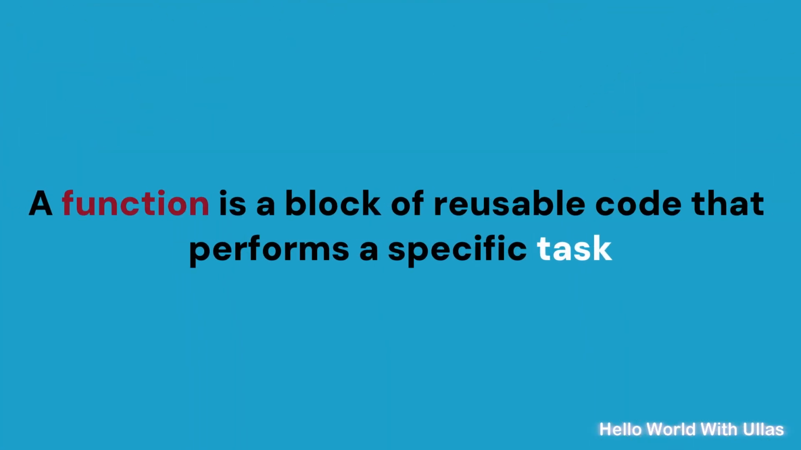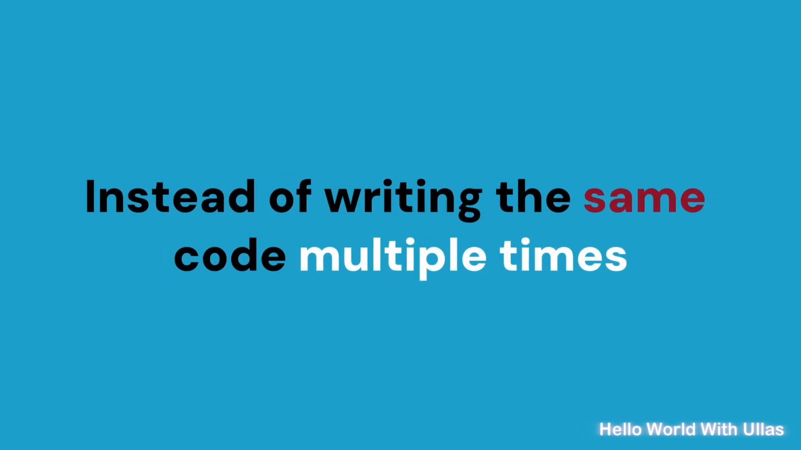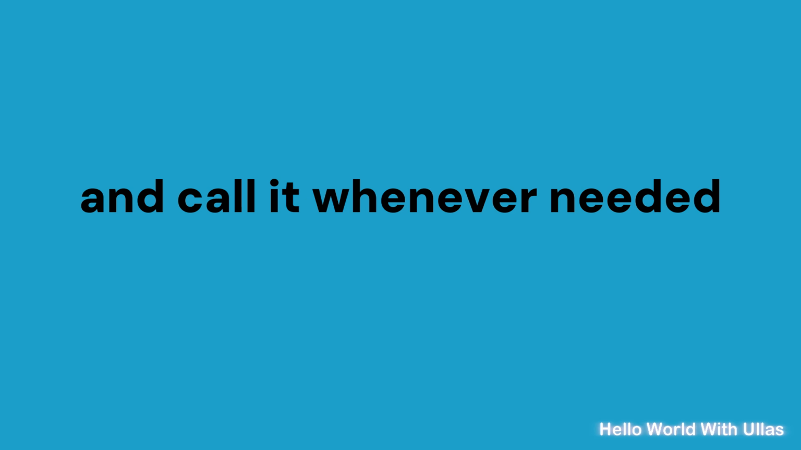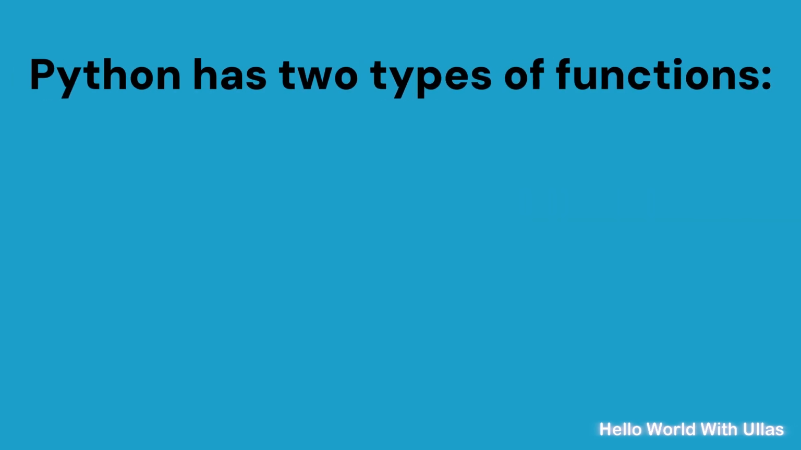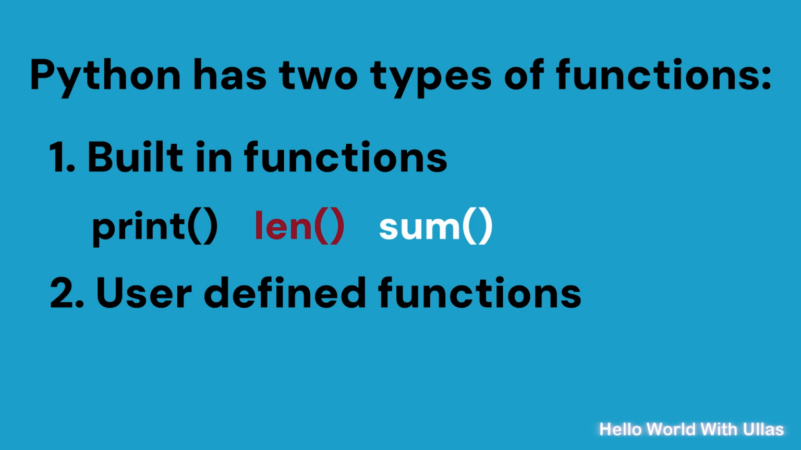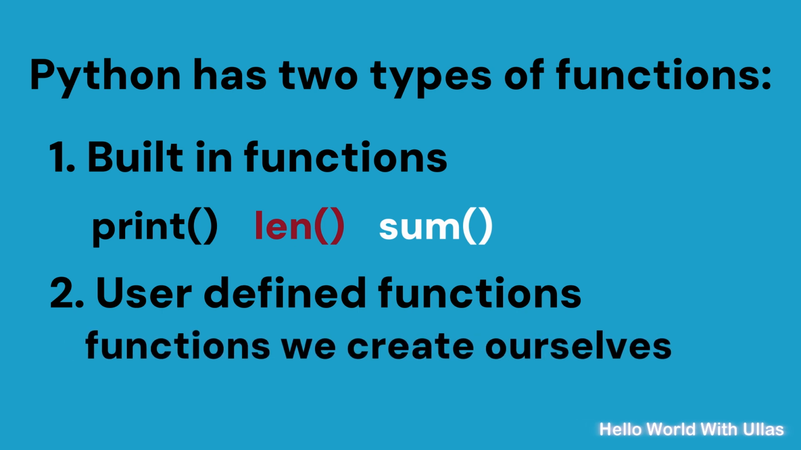A function is a block of reusable code that performs a specific task. Instead of writing the same code multiple times, we can define a function once and call it whenever needed. Python has two types of functions. First, built-in functions like print, len, sum. Second is user-defined functions, functions we create ourselves. Let's start creating our own function.